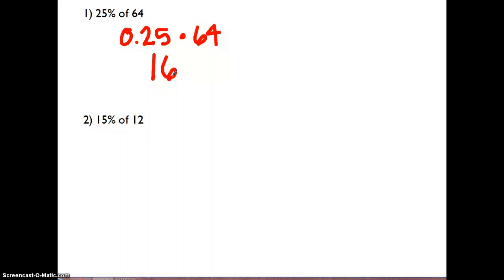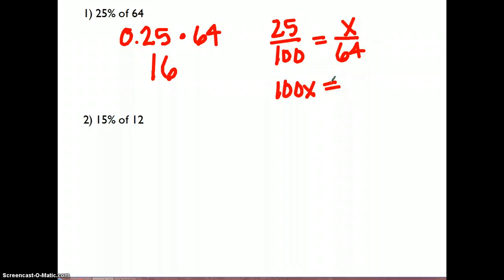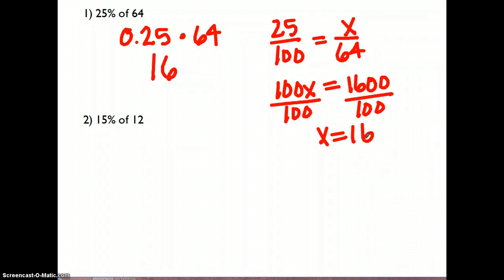If you're going to do the proportion method, you set up your percent is 25 over 100 equals x over 64. Then you have 100x by cross multiplication. You have 100x equals 1600. Divide to get x by itself. And x is 16. Okay, so you get the same answer no matter which way you choose to solve the problem.